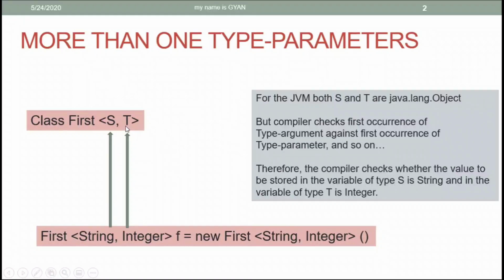We can have multiple type parameters and multiple type arguments. Therefore, the compiler checks whether the value to be stored in the variable of type S is a String or not, or whether the value to be stored in the variable T is an Integer or not. As we already have seen in the previous videos of this session, let's look at a real example.